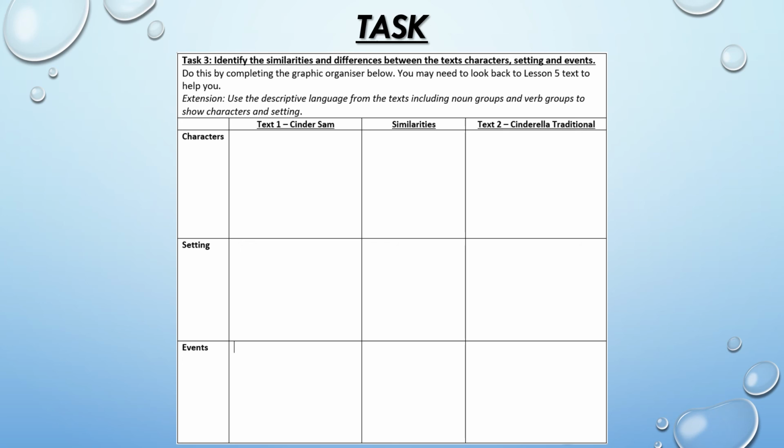In the middle, we have a similarities column. So if there are any similar characters between both texts, if there is a similar setting or part of the setting, or if there are any similar events between both texts, that is where you place it in that column in the middle.